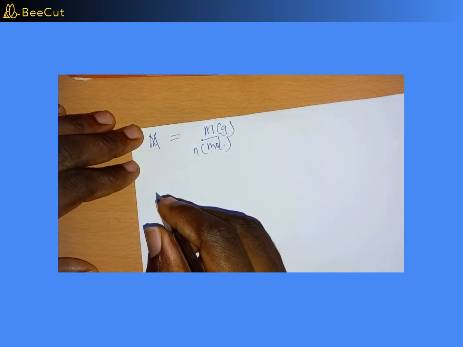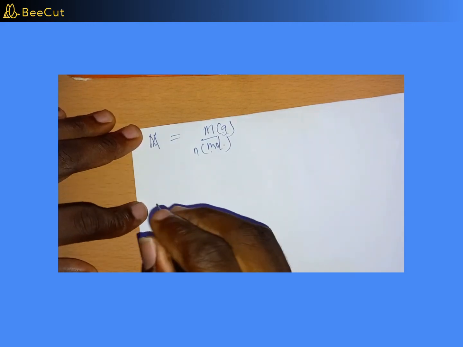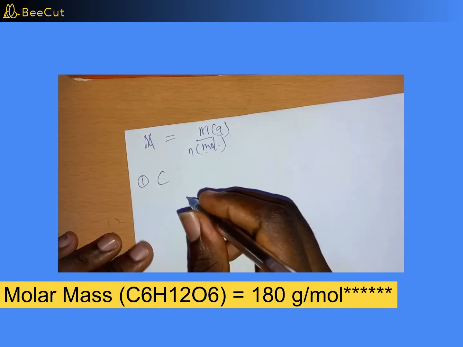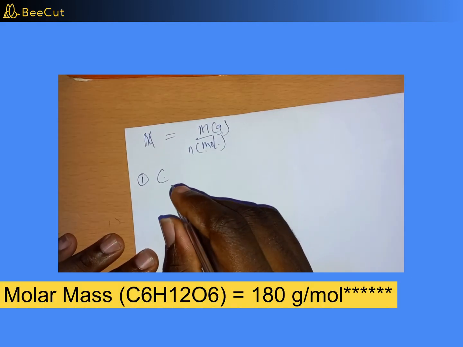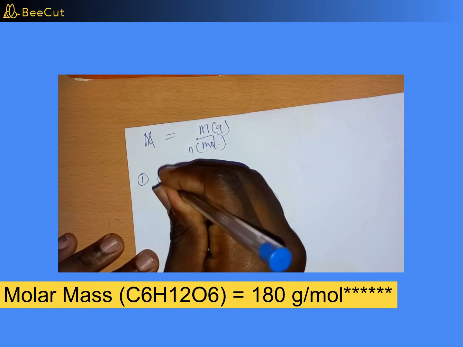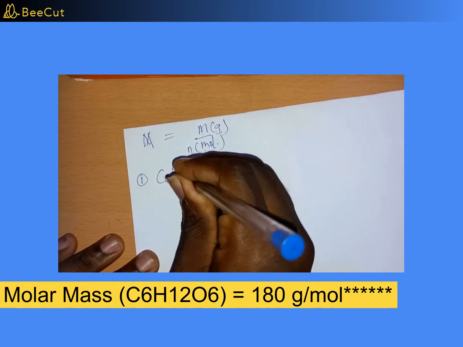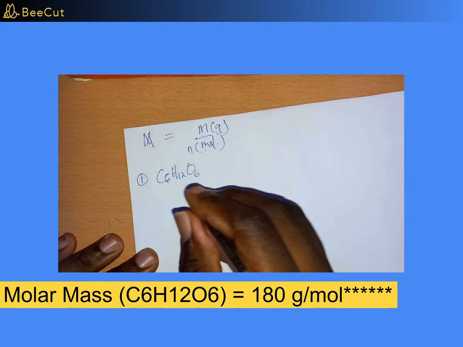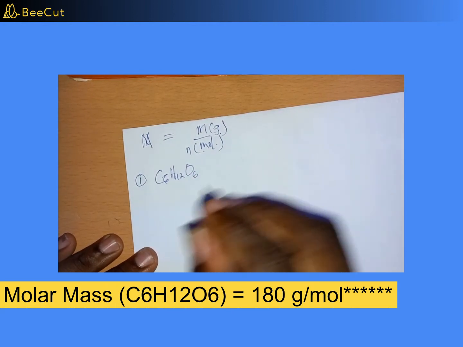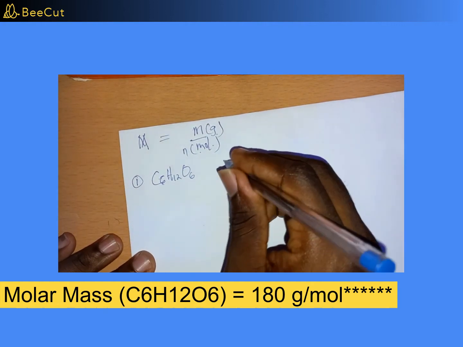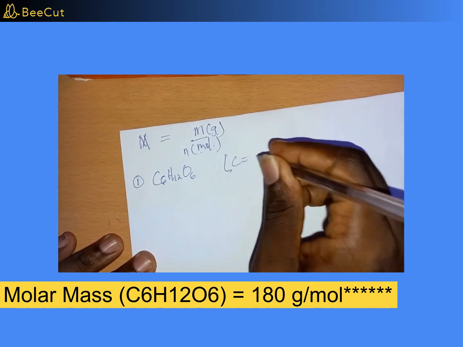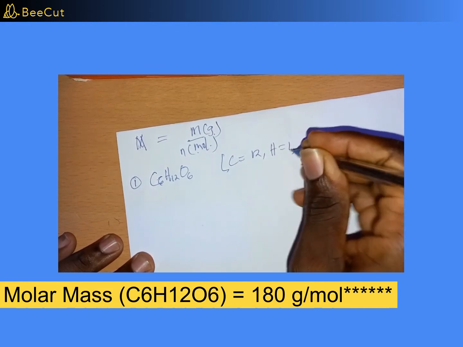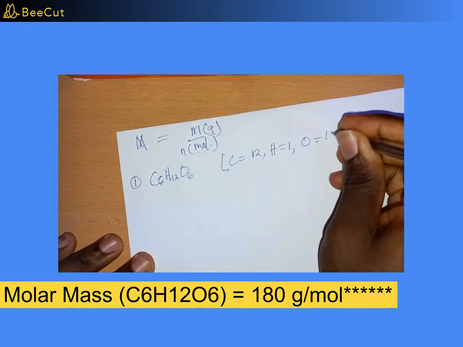If I ask you to calculate the molar mass of, say, glucose, the chemical formula for glucose is C6H12O6. Now, the relative atomic masses will be given to you. C is given as 12, hydrogen is given as 1, oxygen is given as 16.